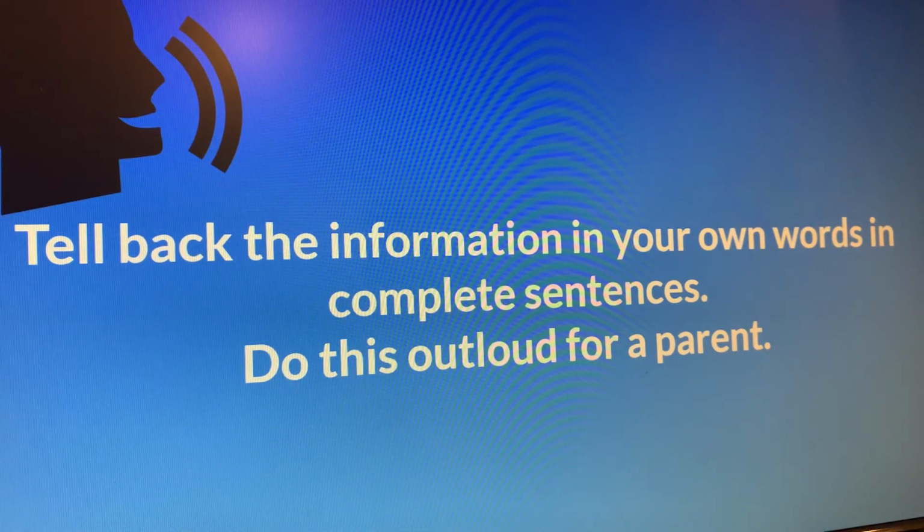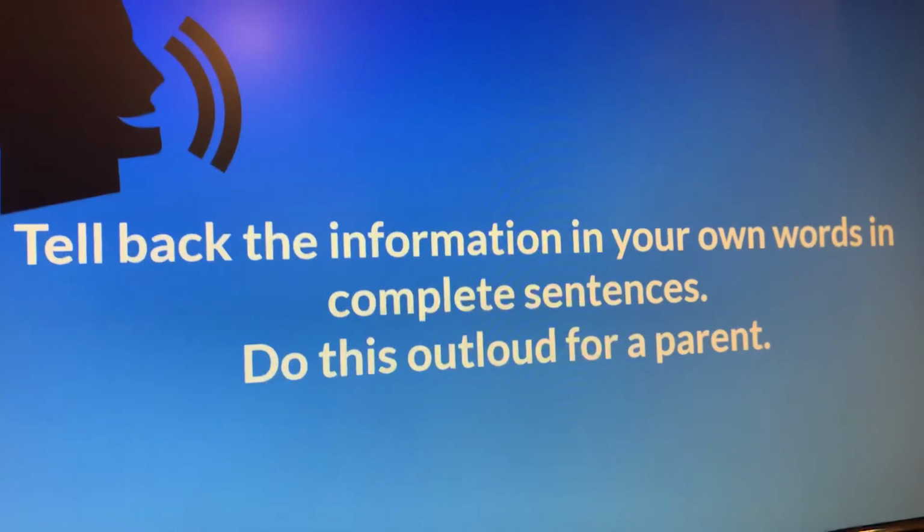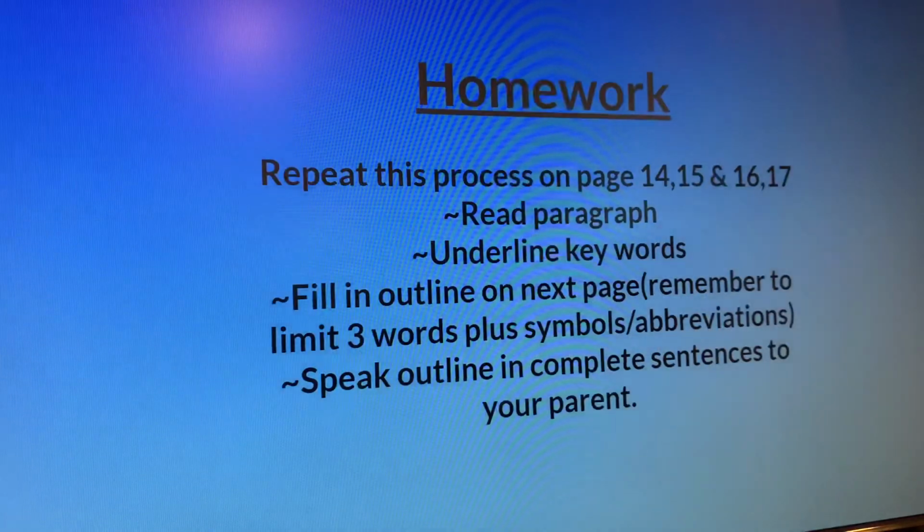Now you are going to tell back the information in your own words in complete sentences, and you're going to do this out loud for a parent. I'm pausing because I'm questioning something in that slide.